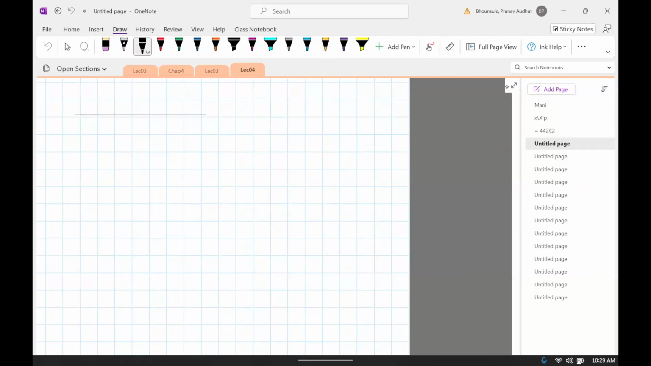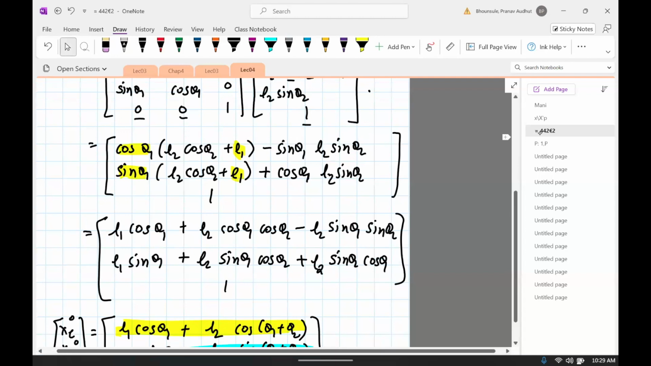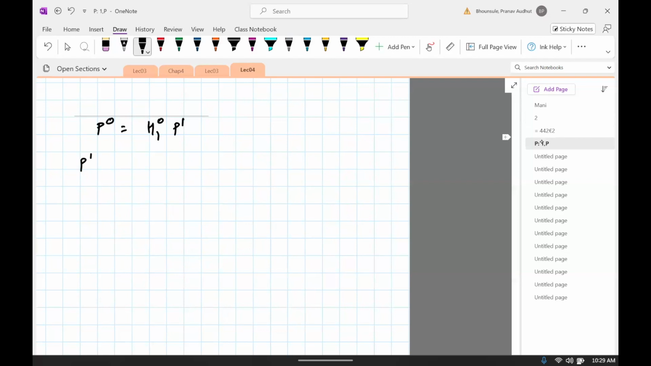If you want to do the same homogeneous transformation to get point P in frame 0, it will be H10 times P in frame 1. If you go back and look at this, we want to find the position of P in frame 1. It's the same as O2 in frame 1. You can see that point P in frame 1 is along the x1 axis. So its position is just L1, 0, and then 1 is just a placeholder.